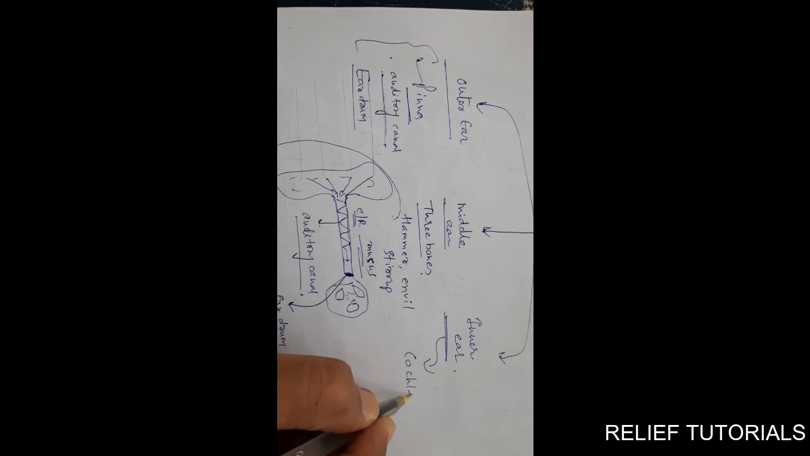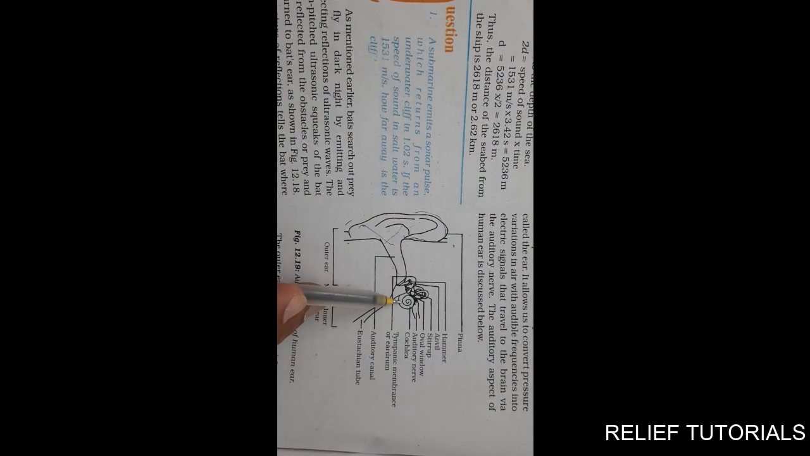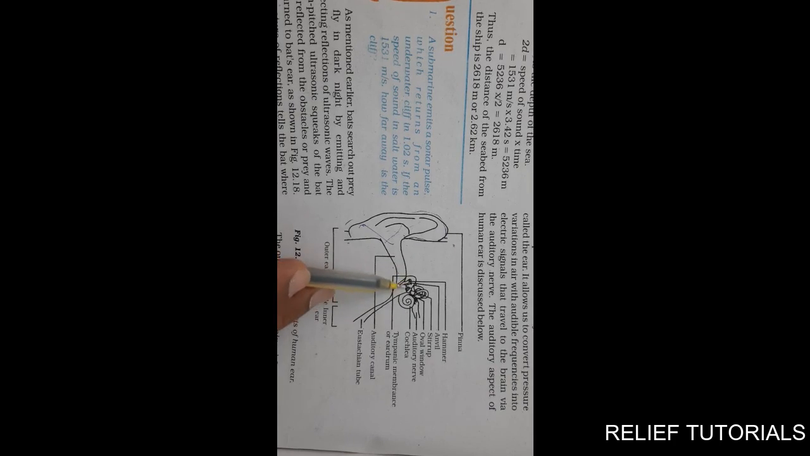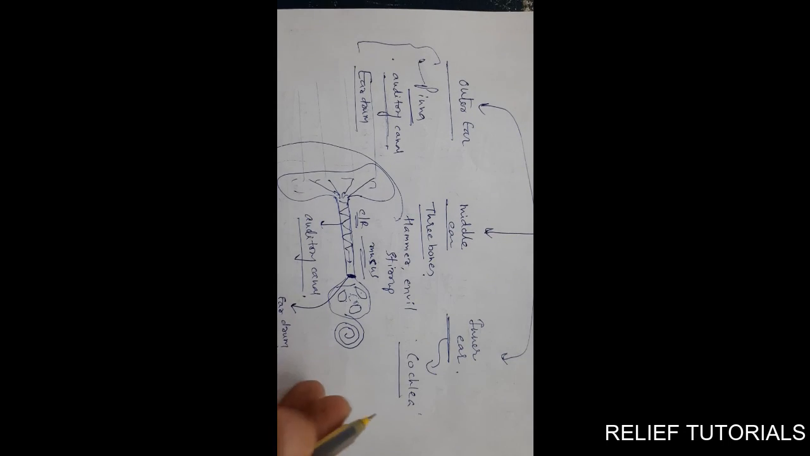The structure of cochlea is like this jalebi like structure. Look at this in the figure. This is cochlea. In this part nothing is visible to us. The main important part of inner ear is cochlea, and what does cochlea do?